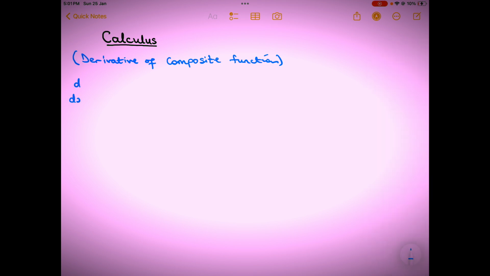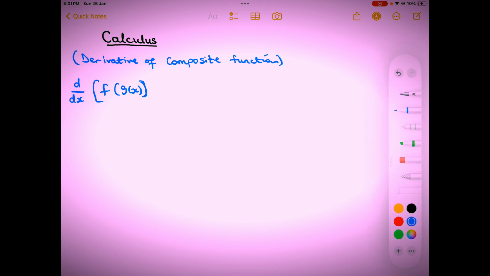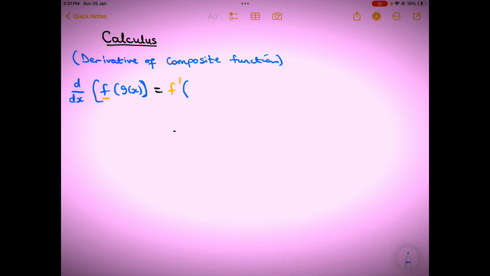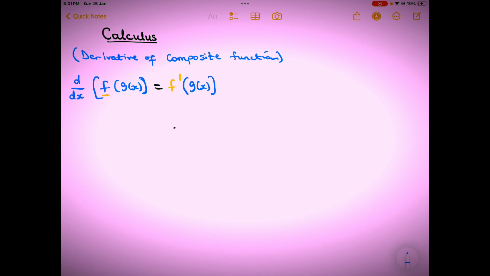d dx of f of g of x. So now the outside function is our f. So according to the steps, you differentiate the outside function. That is what you see here. And we will keep the inside one as it is. So the g of x, which is the inside function, we will keep it as it is.